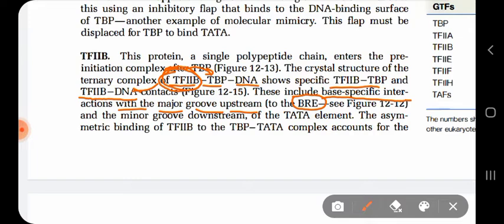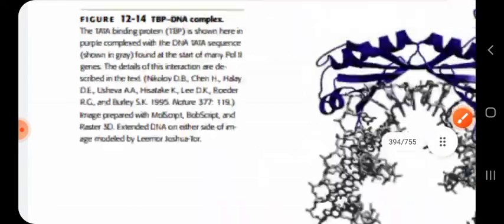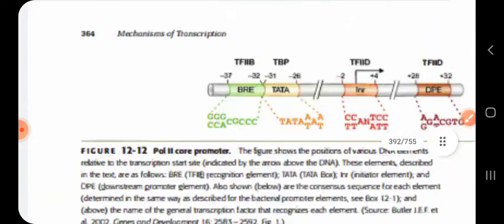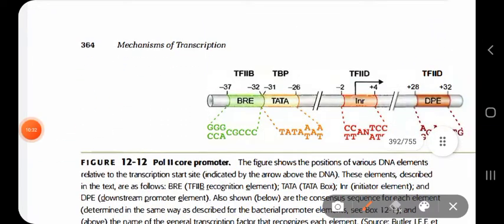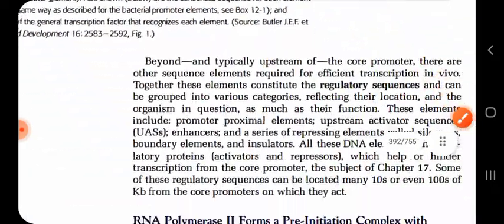Well, the BRE element is your TF2B recognition element, right? This one is your BRE element. Here TF2B interacts with the TBP, as well as with the upstream region of the DNA. More specifically, it interacts with the BRE element located upstream of the DNA.